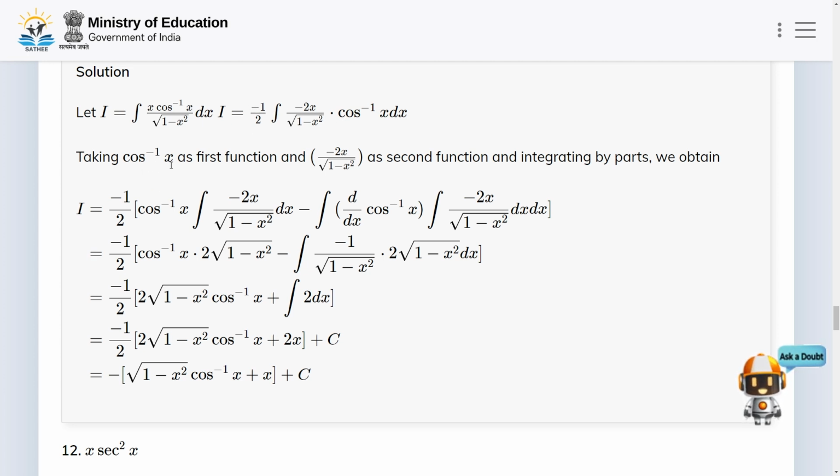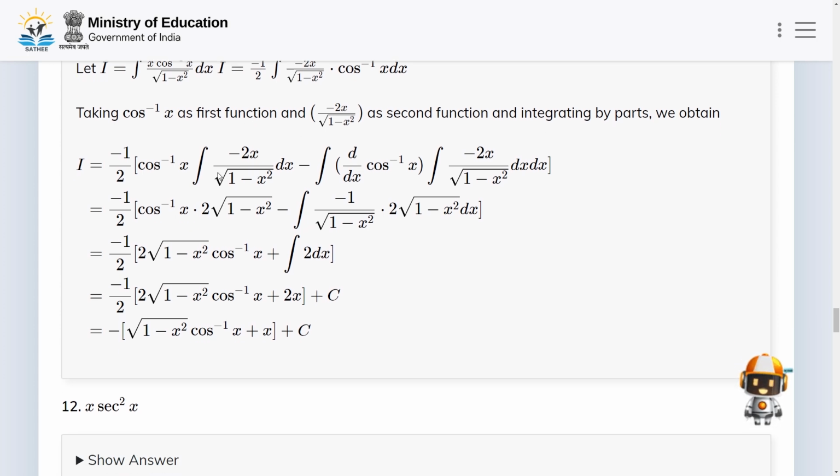Now take cos inverse x as your first function and the remaining thing as your second function. This means minus 1 by 2 times cos inverse x integral of this, minus differentiation of first function integration of second. You get cos inverse x, integration of this is just 2 times root 1 minus x square, minus integration of the derivative of this, which is minus 1 by root 1 minus x square. Integration of this is 2 times root 1 minus x square. So this term and this term will be cancelled. You are only left with this term.